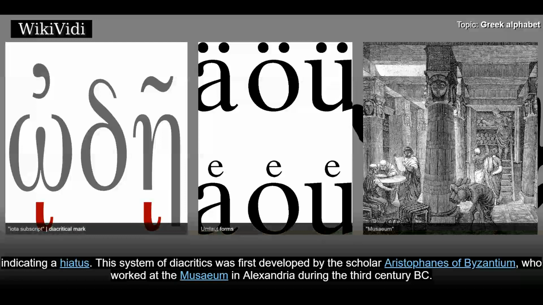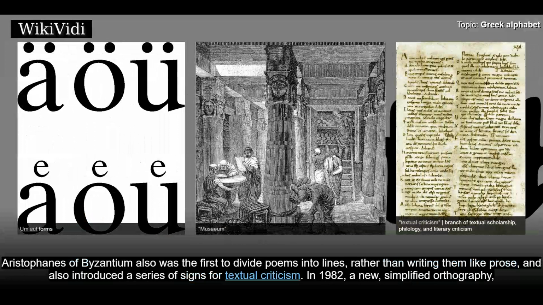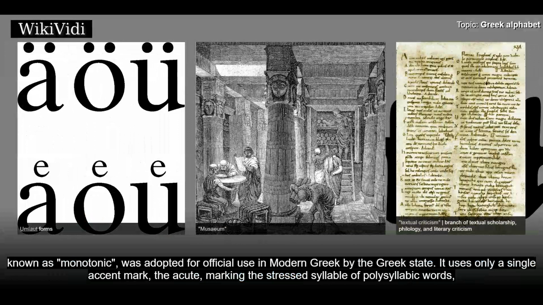This system of diacritics was first developed by the scholar Aristophanes of Byzantium, who worked at the Museum in Alexandria during the 3rd century BC. Aristophanes of Byzantium also was the first to divide poems into lines, rather than writing them like prose, and also introduced a series of signs for textual criticism. In 1982, a new, simplified orthography, known as monotonic, was adopted for official use in modern Greek by the Greek state.